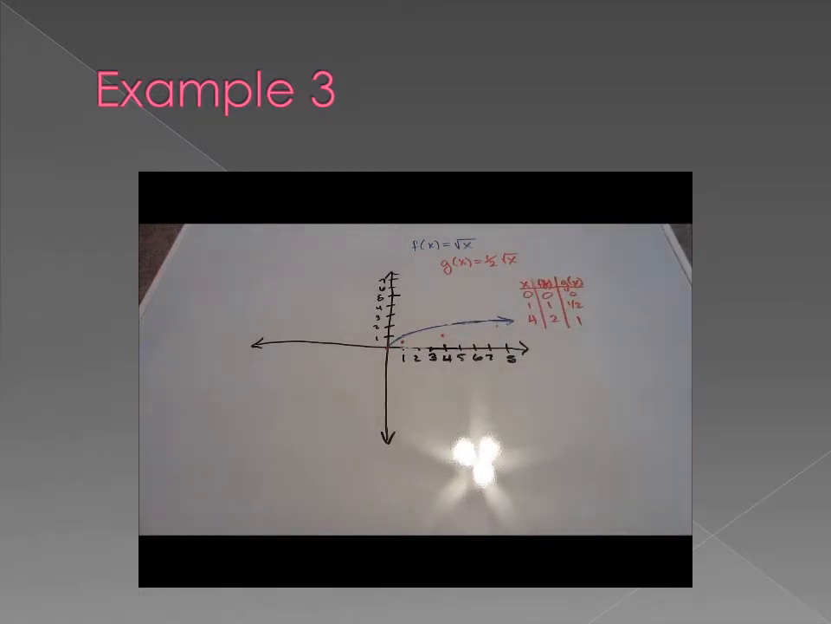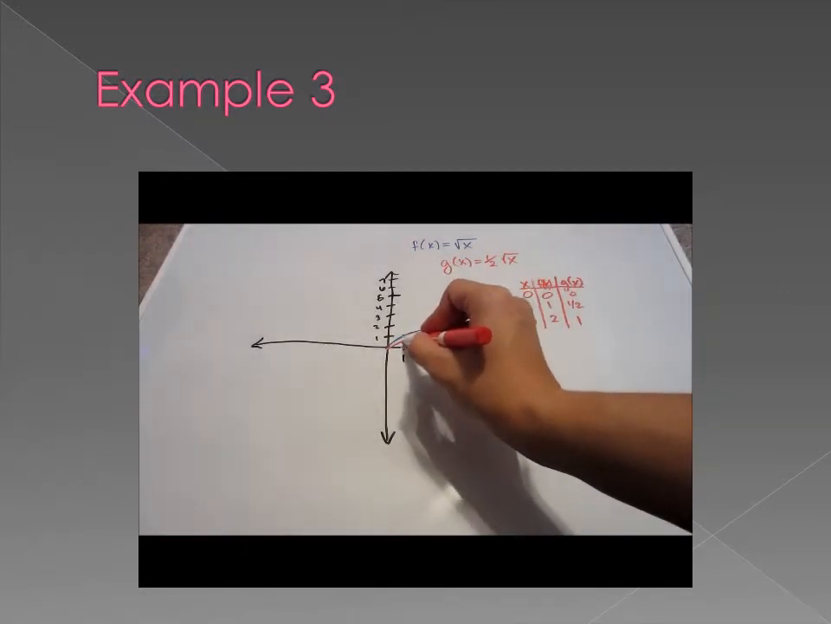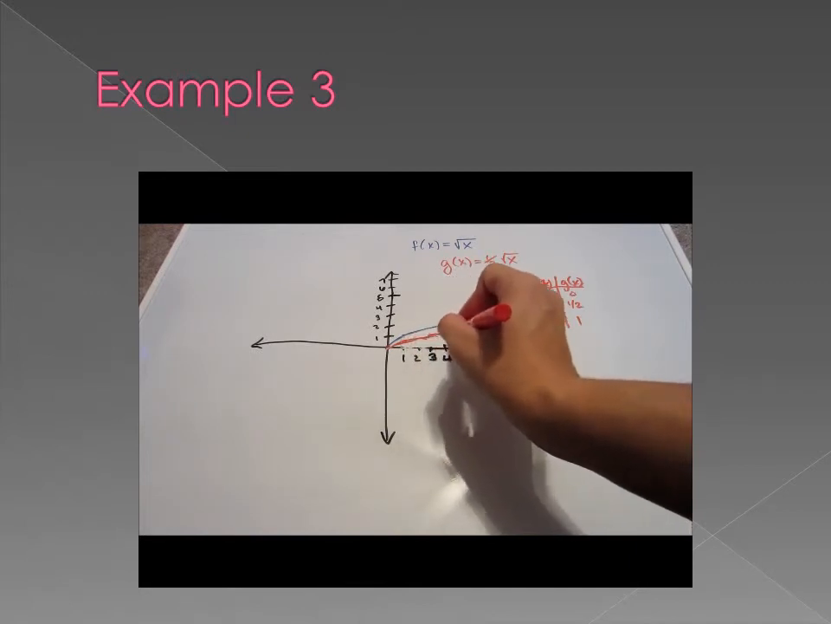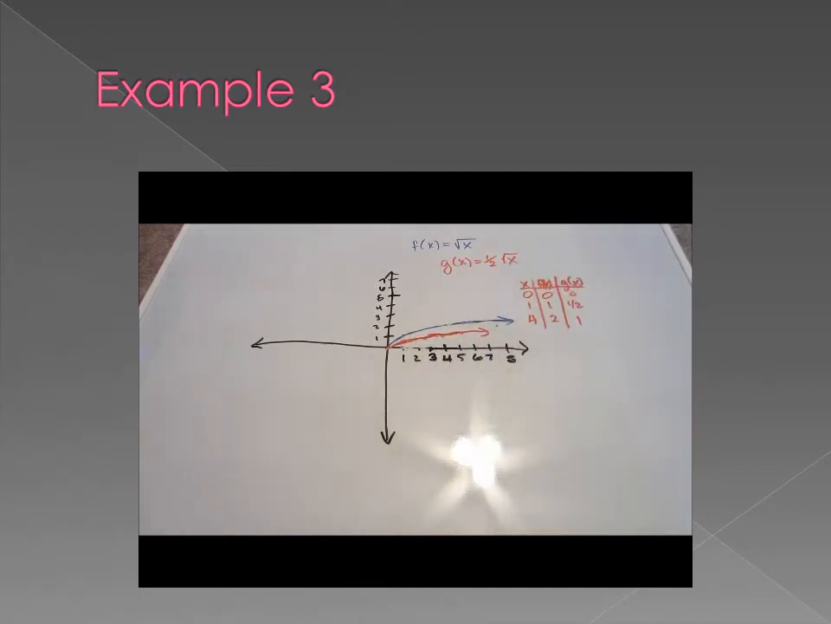So now I have a very similar graph, but it's going to be a little bit shallower than the original. And that's my graph of g of x equal to 1/2 the square root of x.